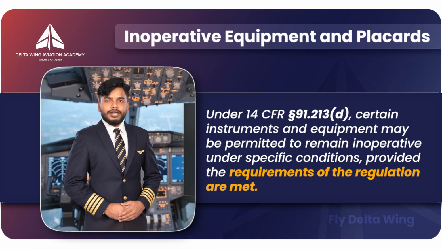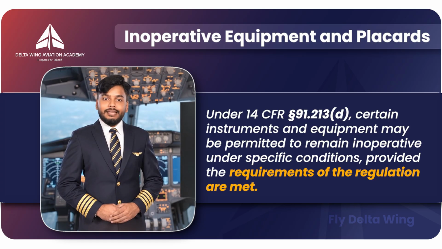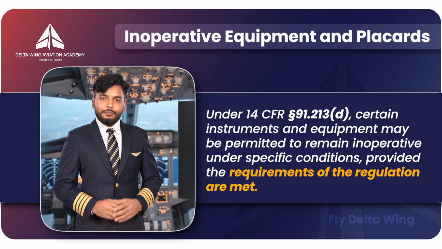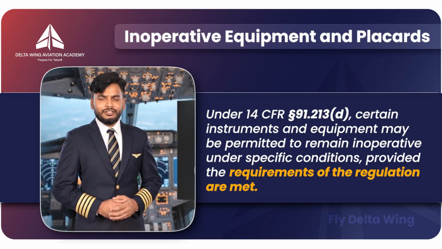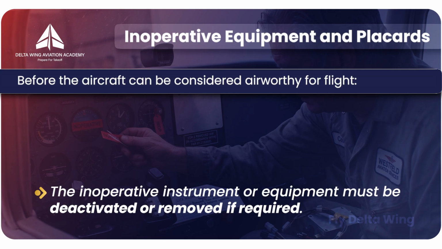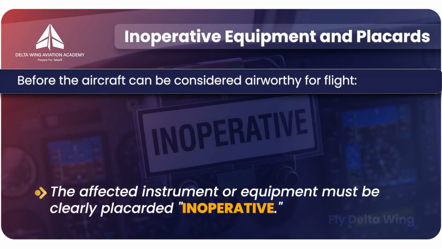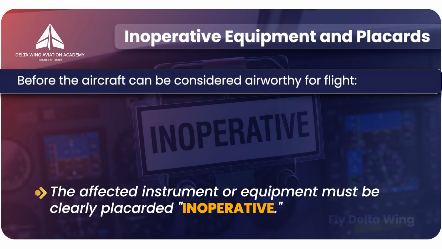Under 14 CFR 91.213(d), certain instruments and equipment may be permitted to remain inoperative under specific conditions, provided the requirements of the regulation are met. Before the aircraft can be considered airworthy for flight, the inoperative instrument or equipment must be deactivated or removed if required. The affected instrument or equipment must be clearly placarded inoperative.